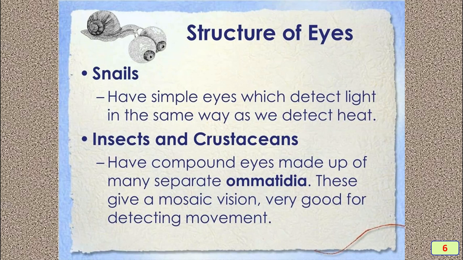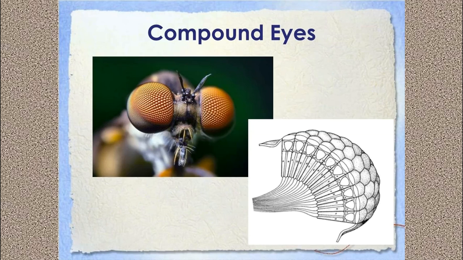Insects and crustaceans like crabs have compound eyes made up of many separate units, the ommatidia, and these give a mosaic vision, very good for detecting the movement of an animal. At the same time, you can see here some of the bees also have compound eyes, and they contain different types of vision.